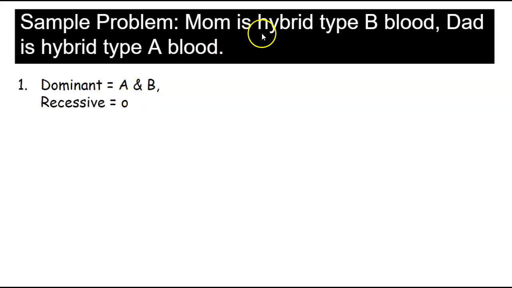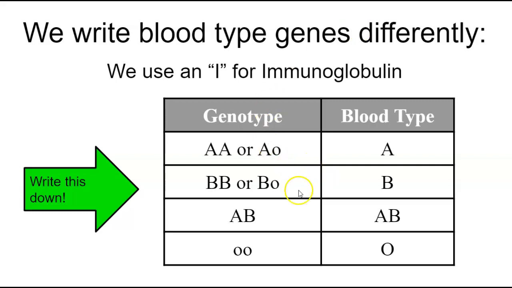So if it says mom is hybrid type B, let's look back at our chart. Okay, for type B, we've got big B, big B, or big B, little o. Remember that hybrid means two different letters. Okay, so mom is going to be big B, little o. Dad is hybrid type A. So again, hybrid, two different letters. He's going to be A, little o.